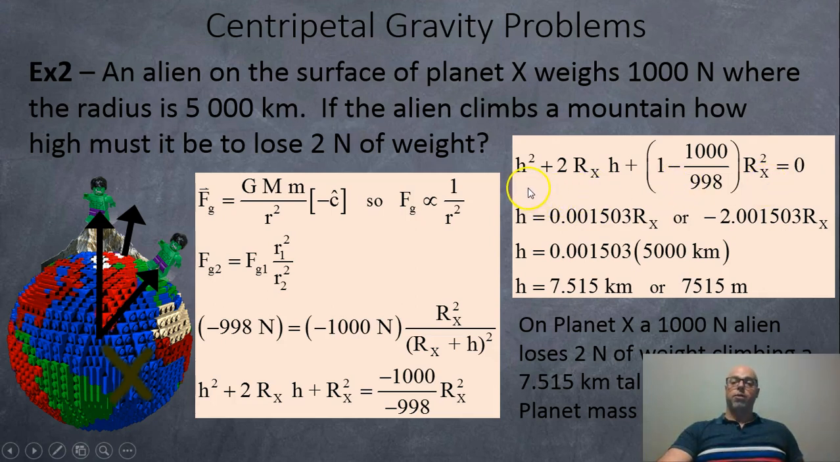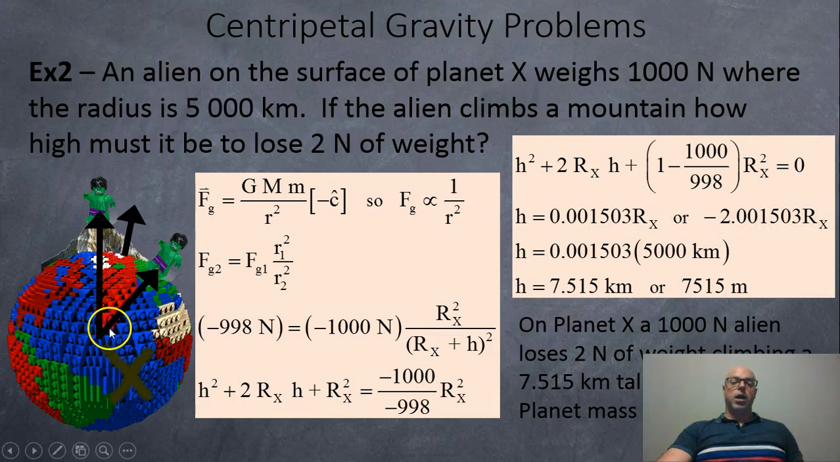So now if I'm using the quadratic formula, where x is equal to negative b plus minus the square root of b squared minus 4ac all over 2a, the coefficient a will be 1, coefficient for b will be 2, and the coefficient for c would be 1 subtract 1,000 over 998. And of course this is in the units of the planet's radius, Rx. So I'll leave that as an exercise in math for you to try out yourself, but in the end we get the following answer. 0.001503 Rx, okay, which is basically 0.15% the radius of the planet, or negative 2.001503 Rx. So how does that work?